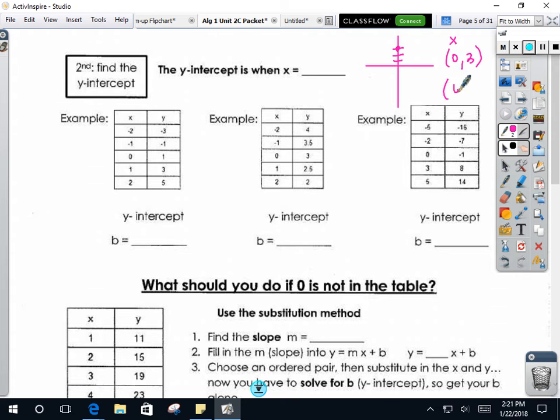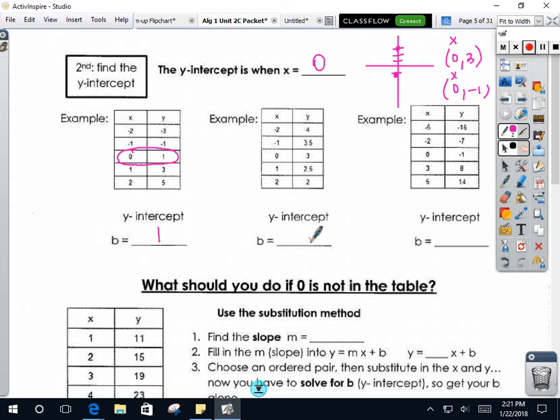So how would you plot the point 0, -1? Just go down 1. You don't move left or right because the x value is 0. You just go down 1 and it lands on the y-axis, so it's a y-intercept. So the y-intercept is when x equals 0. So if you're given a table of values and in the x column you have a 0, you can easily identify the y-intercept. In this one it's 1.